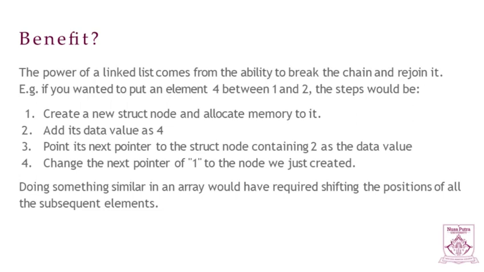An example or benefit of a linked list: it can be used in undo options, in Microsoft Word or whatever you're doing. If you want to undo, you can use a linked list. And the biggest advantage it has is that it can break chains and rejoin them. If you want to remove the middle value, you can do it. If you want to remove the first value, you can do it. If you want to remove the last value, you can do it.